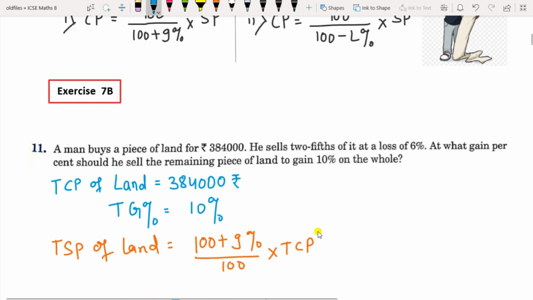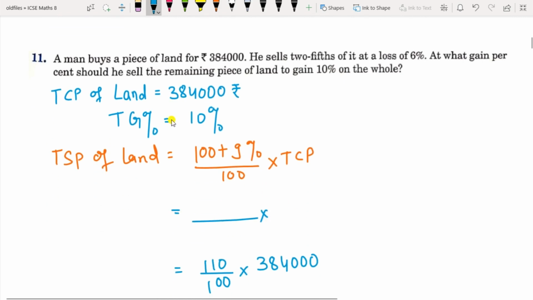Let us start with exercise 7b from question 11. A man buys a piece of land for 3,84,000 rupees and he sells 2/5 of it at a loss of 6%. At what gain percent should he sell the remaining piece of land to gain 10% on the whole? So if this is the piece of land he has bought, 2/5 of it he has sold at a loss of 6%. If you make 5 parts of this land, suppose this is the 2/5 part, he has sold at a loss of 6%.